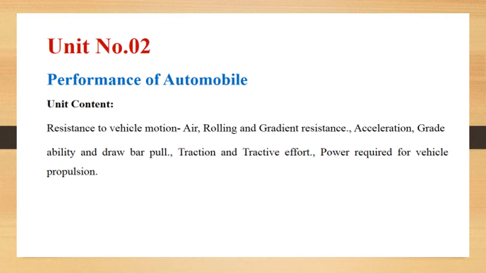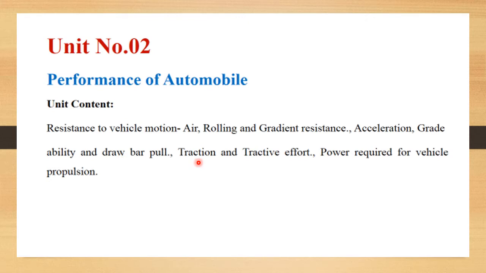This is lecture number 3 of unit number 2, performance of automobile. In the previous two lectures, we discussed the content of this chapter, that is, power required for propulsion of the vehicle, resistance to vehicle motion, namely air resistance, rolling resistance, and gradient resistance. Then we discussed the road performance, namely acceleration, grade resistance, gradability, drawbar pull. In today's lecture we will discuss again the same, that is acceleration, gradability and drawbar pull.